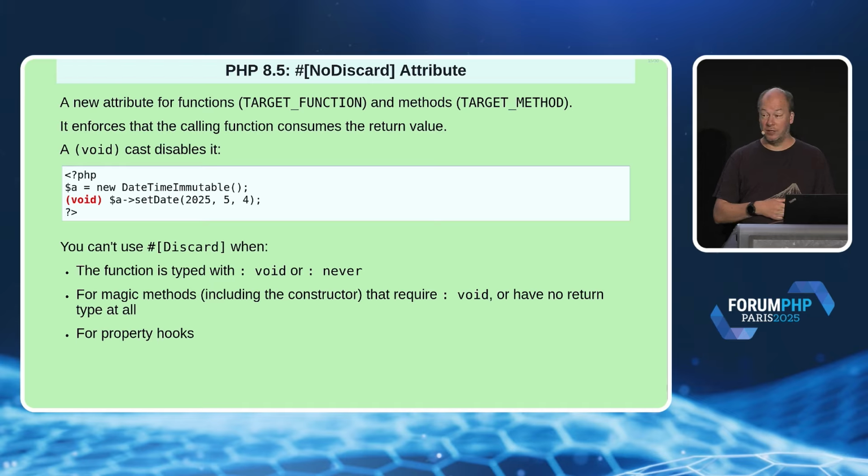You also can't use no discard on methods that don't return anything to begin with. So if you give something a return type of void or never, then there is no return value, so you can't use the no discard attribute on that, and you get an error for that. Same thing for magic methods or the constructor, it also doesn't work there, because it makes no sense. Why would you want to enforce not discarding the return value of new? Makes no sense.